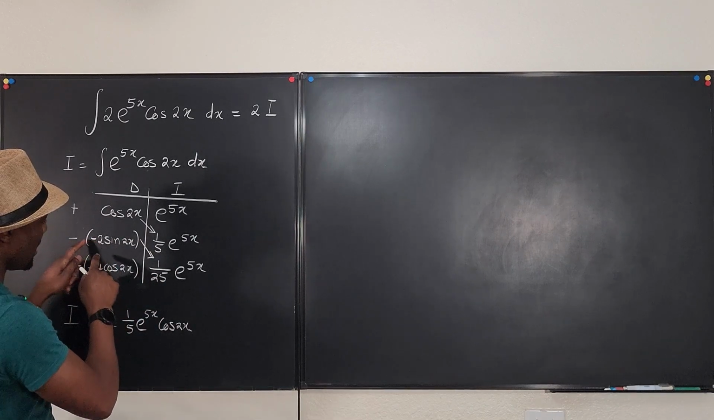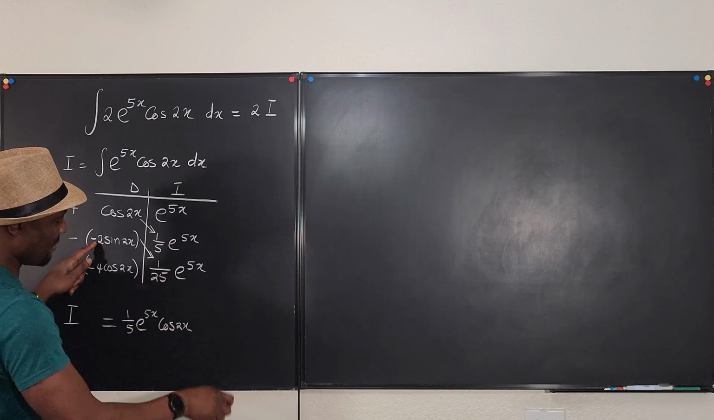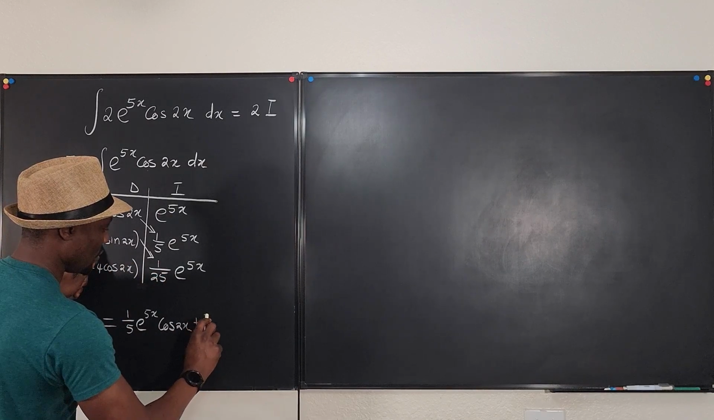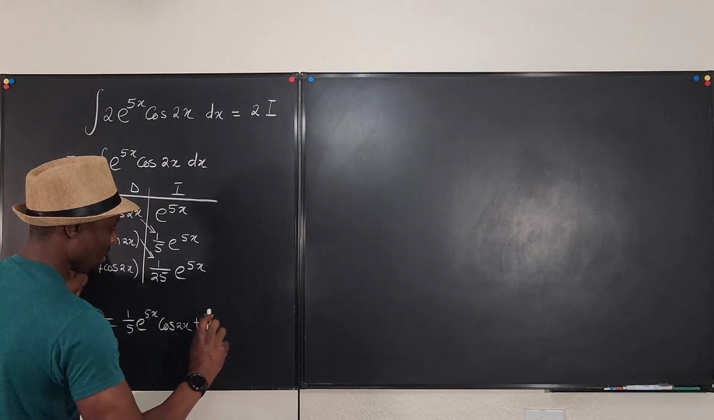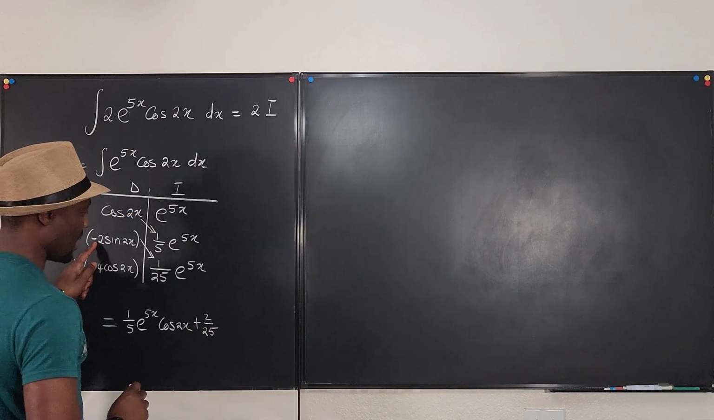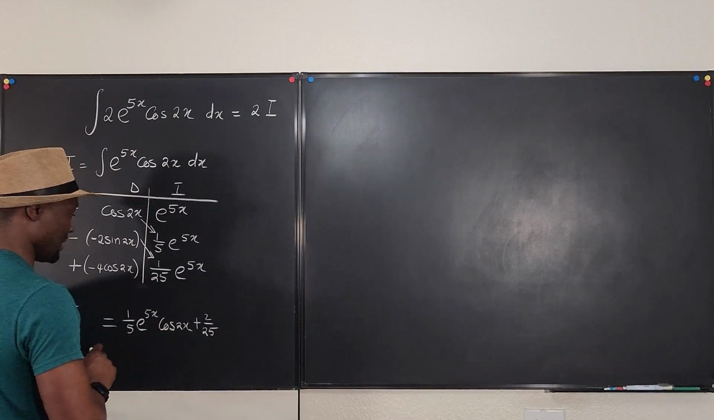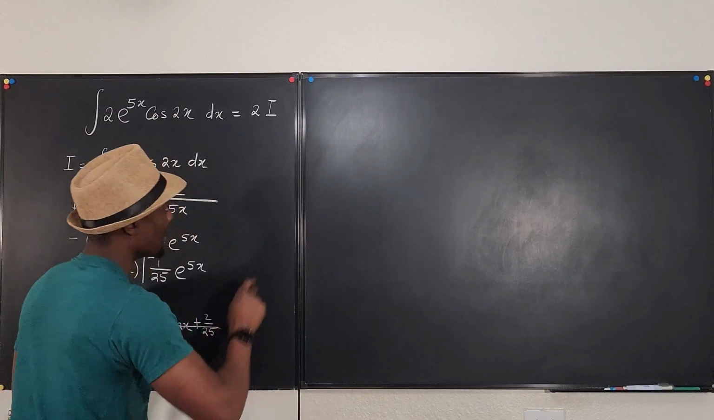So that's going to be plus 2 times 1 over 25. So that's going to be plus 2 over 25. Maybe I should write it here. This space is not sufficient. So let's write it here.